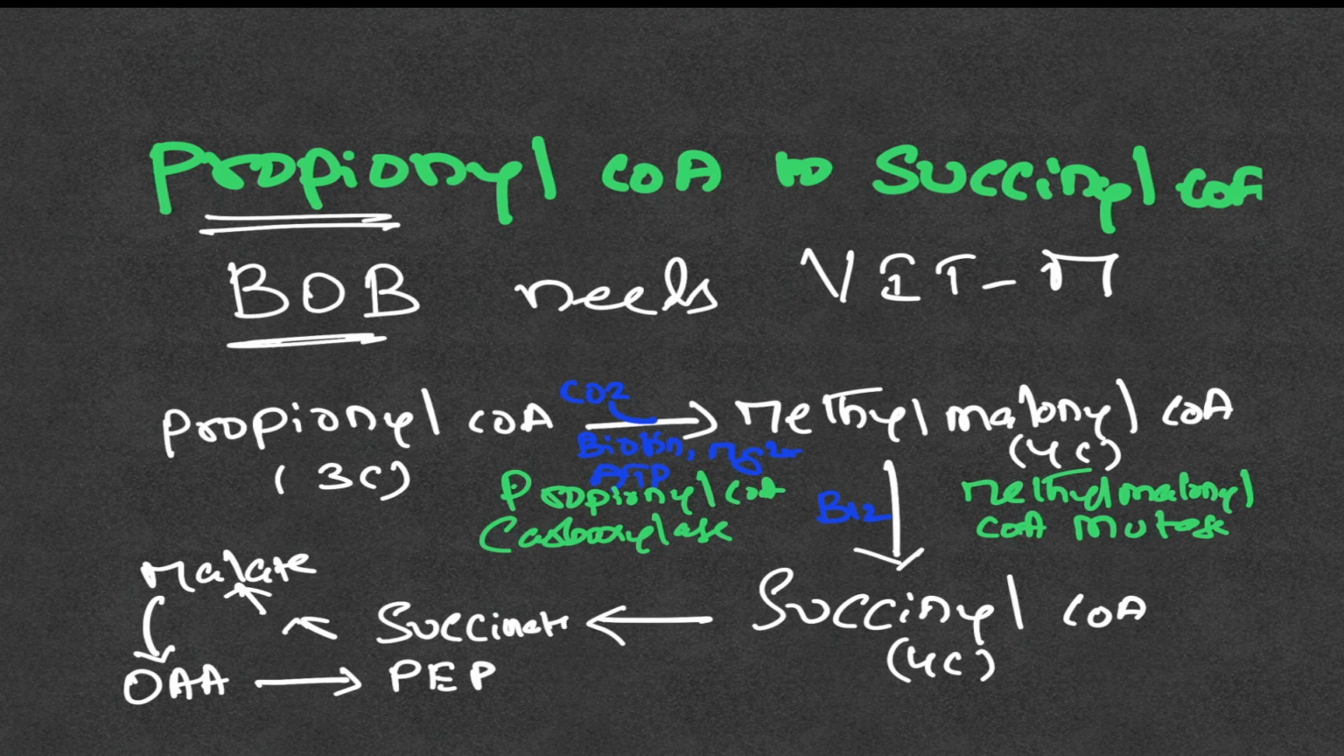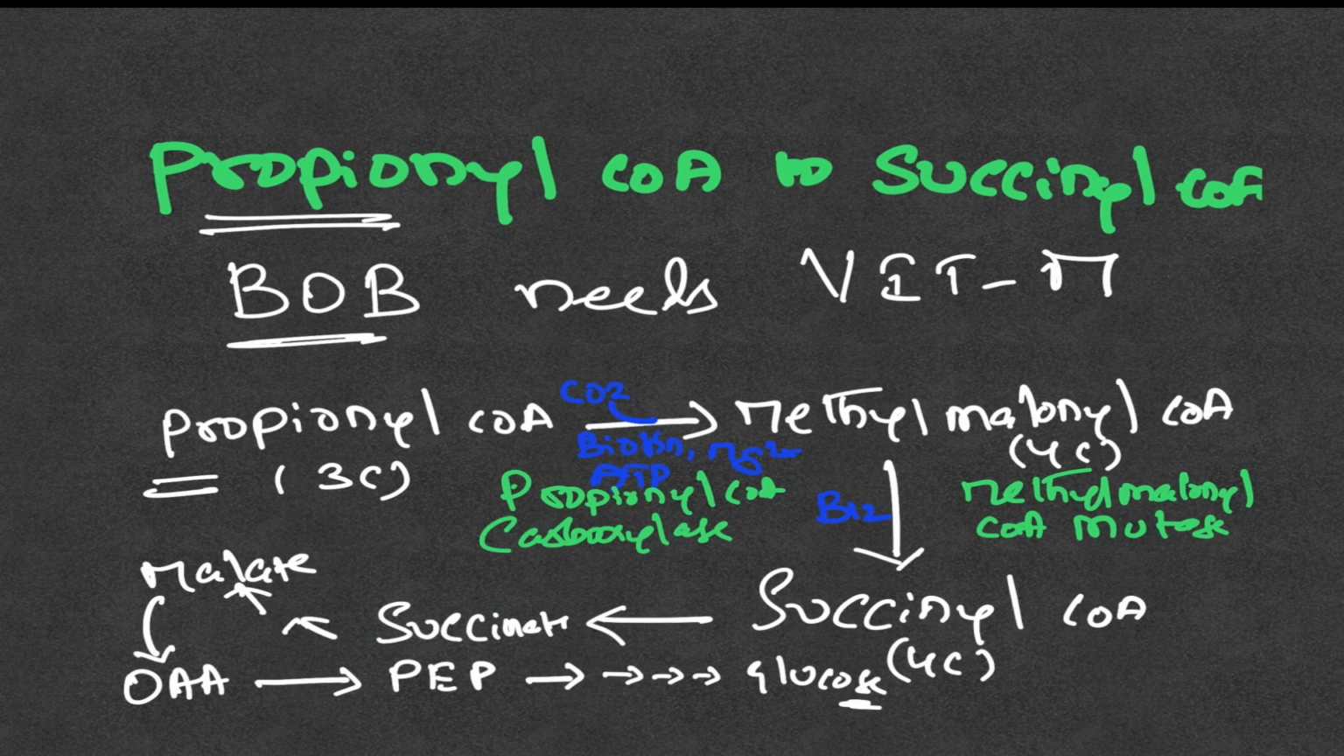phosphoenol pyruvate, a glycolytic intermediate, 3 carbon molecule. This 3 carbon phosphoenol pyruvate will be converted all the way into fructose 1,6 bisphosphate, which is converted to fructose 6 phosphate, to glucose 6 phosphate, and ultimately to glucose. That means we need 2 molecules of propionyl CoA to make 1 molecule of glucose.